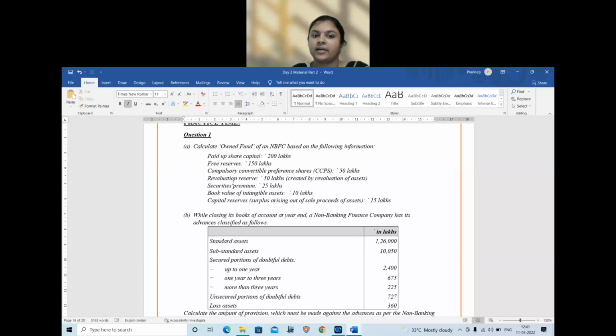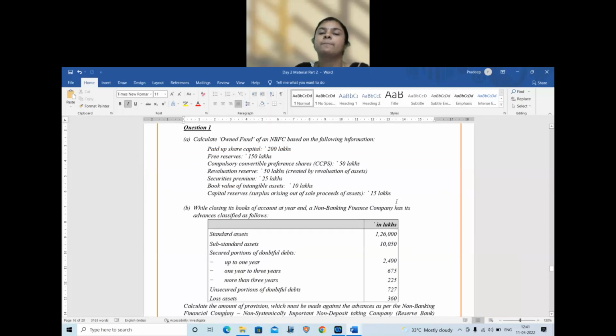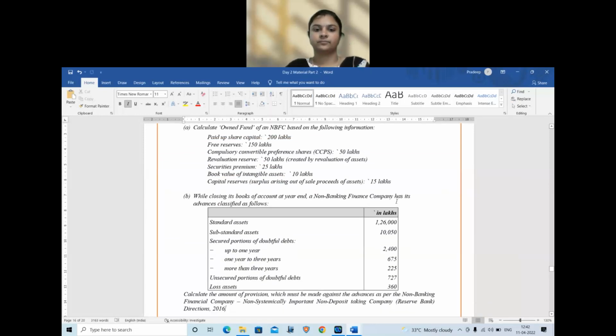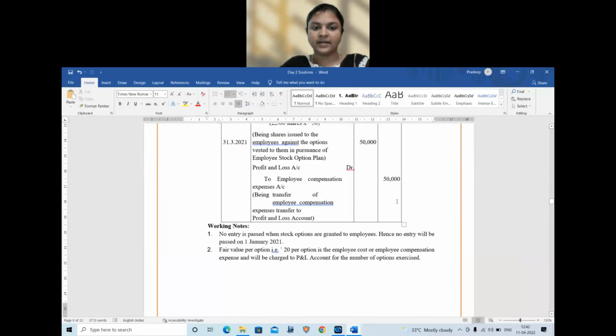Yes, we subtracted that. 450. 450, yeah? 430. 200 plus 150 plus 50 plus securities premium 25 minus book value of intangibles 10 plus capital reserves 15. How much? 430. Okay. 430 is your owned funds. Did you subtract it?